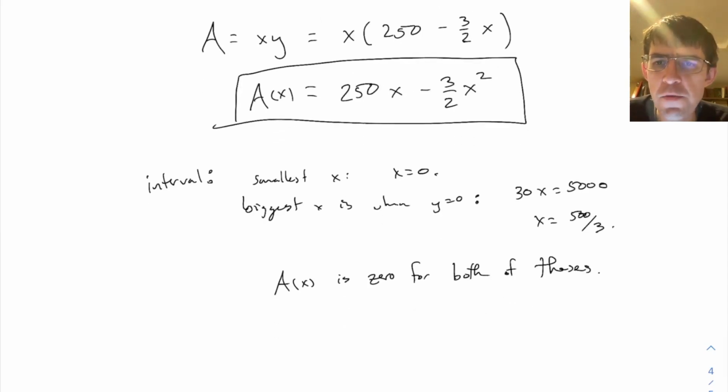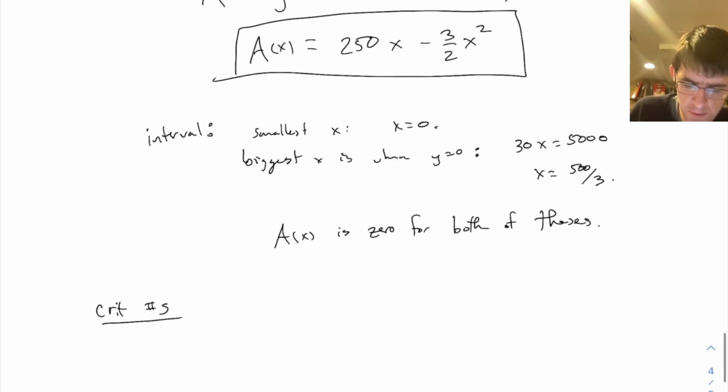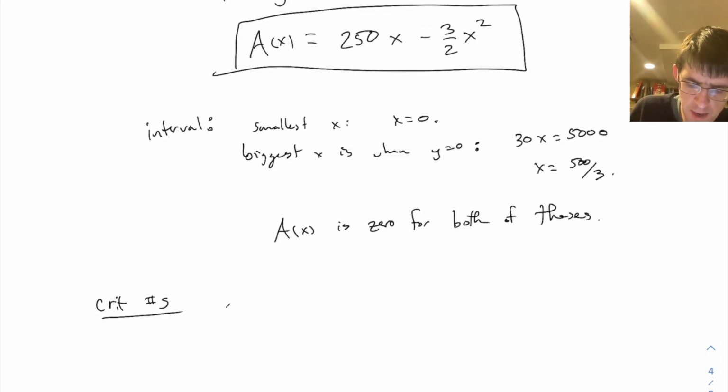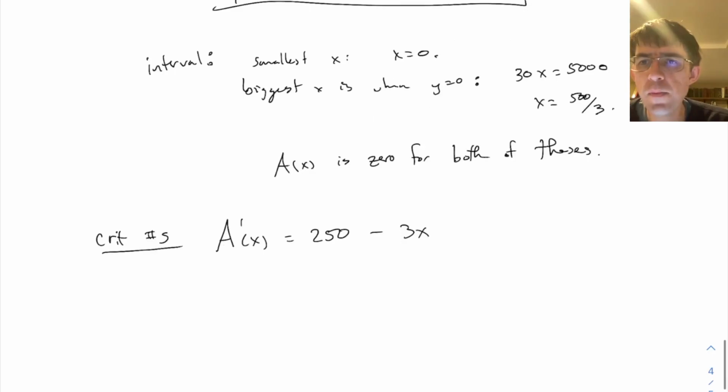The area is 0 for both of those numbers, and so that means the maximum area actually will occur at the critical number. That is when the derivative is 0. So the critical numbers, there might be more than one. A prime, I'm going to take the derivative of that thing that you see at the top of the screen, 250 minus 3x. And then I'm going to set that equal to 0 and solve for x.